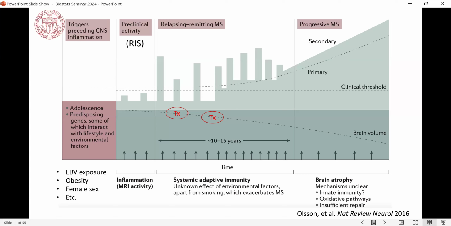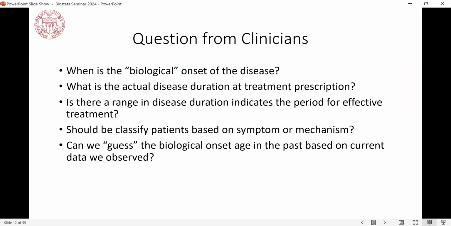And now here's our study. We try to figure out how early is early, and when we should engage the treatment. That's the focus of this study, a question for the clinician. To figure out how early is early, the first question is, when is the biological onset of disease? The biological onset is when the clock starts ticking, when the autoimmune system starts attacking the brain, your central nervous system. When does it happen? We don't know. Then, what's the actual disease duration at the treatment prescription?